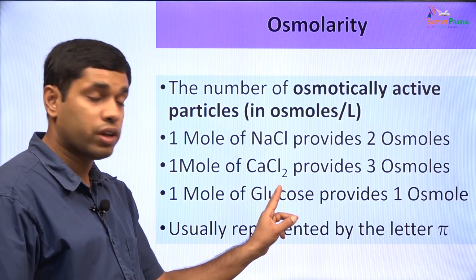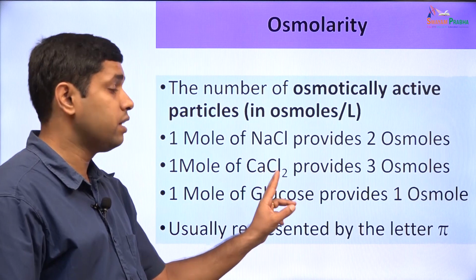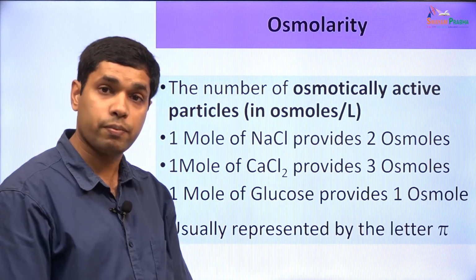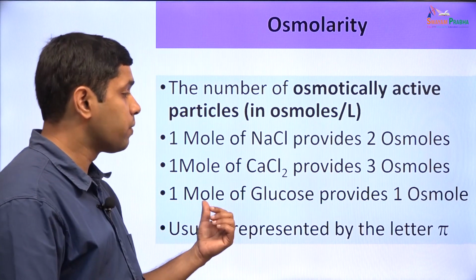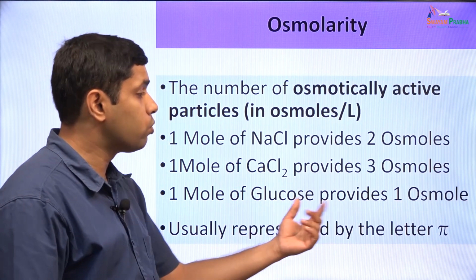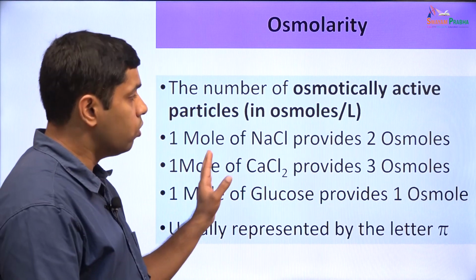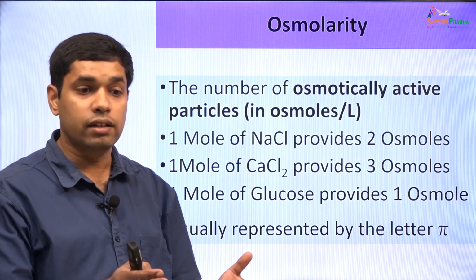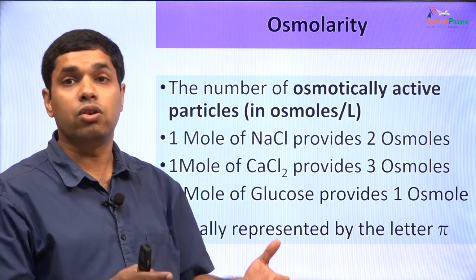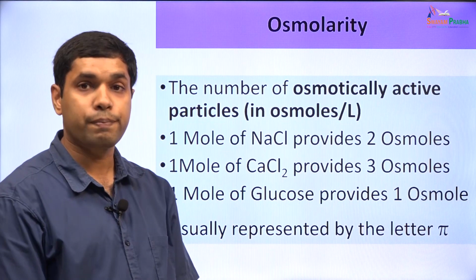Similarly, if you take calcium chloride, CaCl2, when it goes into solution, you will have 1 mole of Ca2+ and 2 moles of Cl-. So you will have 1 plus 2, that is 3 osmoles. Whereas a substance like glucose does not dissociate in solution. So 1 mole of glucose will provide 1 osmole. So it is important to know that 1 mole of a substance that can ionize or dissociate in solution will provide a larger osmotic effect. The osmotic pressure is usually represented by the letter pi.